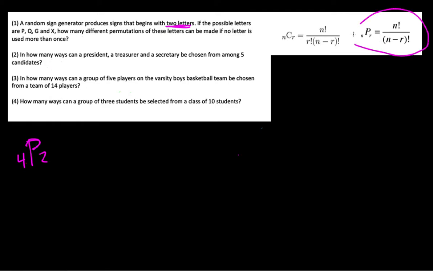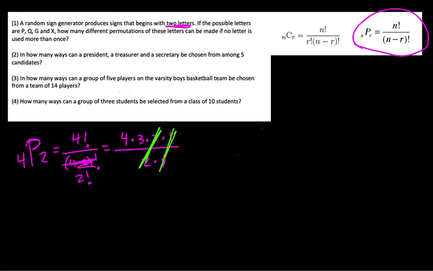We come over here, use this formula, and so we get 4 factorial over 4 minus 2 factorial. That gives us 4 times 3 times 2 times 1. The bottom is really just a 2 factorial if we simplify it, so it's 2 times 1. If we cross out the 2, cross out the 1, we end up with 12 possible outcomes for that one.